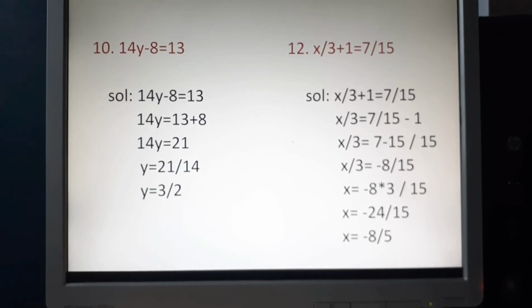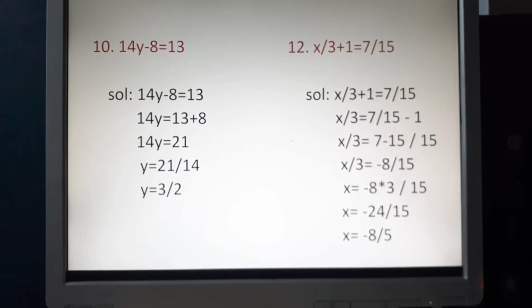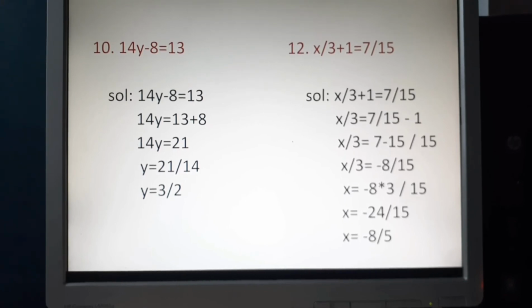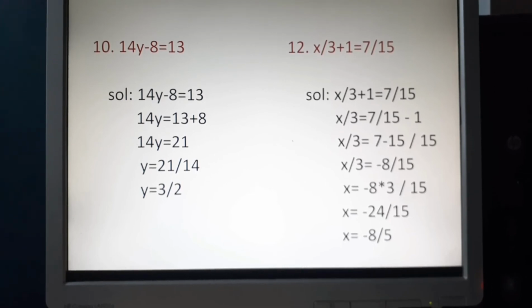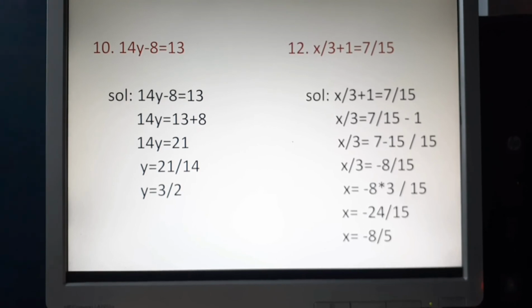10th sum. 14y minus 8 is equal to 13. Solution. 14y minus 8 is equal to 13. 14y is equal to 13 plus 8. That is, left hand side minus 8 comes to this side. That becomes plus 8. So 14y is equal to 13 plus 8 is equal to 21. y is equal to 21 divided by 14.